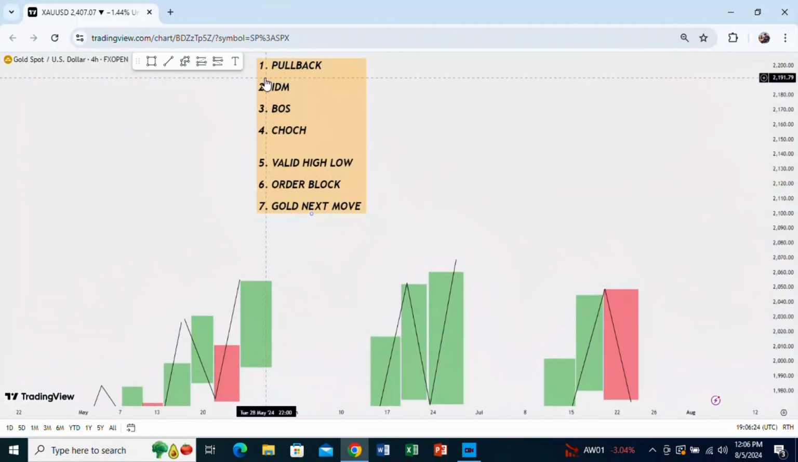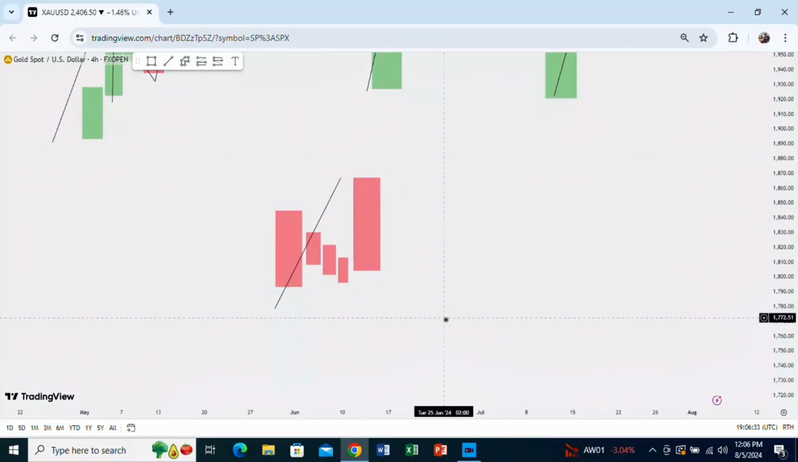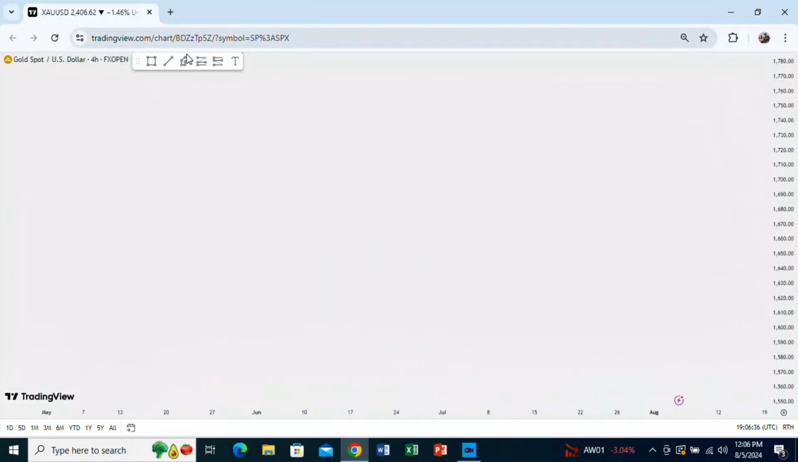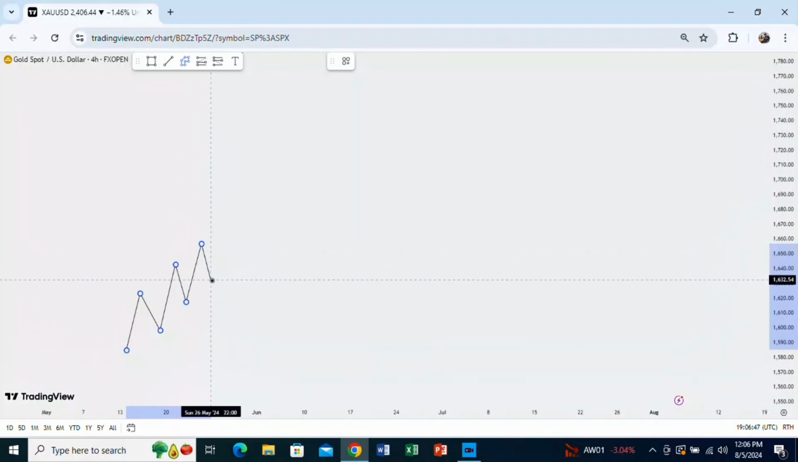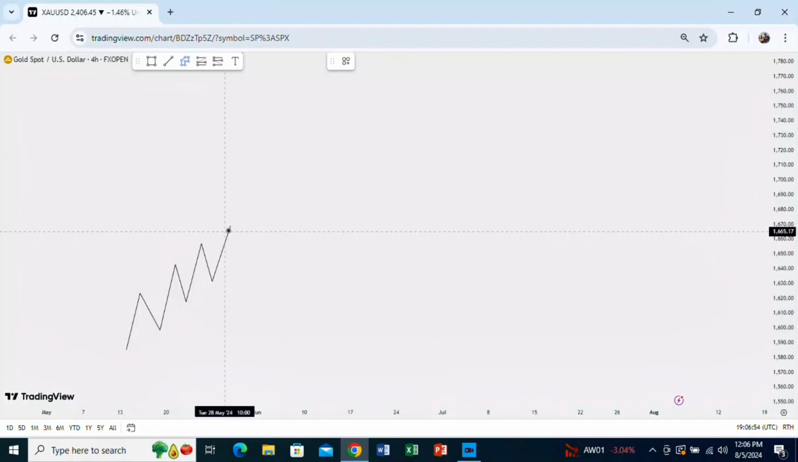Now, the backbone of this strategy is IDM, okay? It's so difficult to find it on a live chart, but if you watch this, it will be easier for you to find IDM. So what is IDM? In trends, we get a price action like this, okay? The price goes up, okay? Pullback, then again it goes up like this, okay?